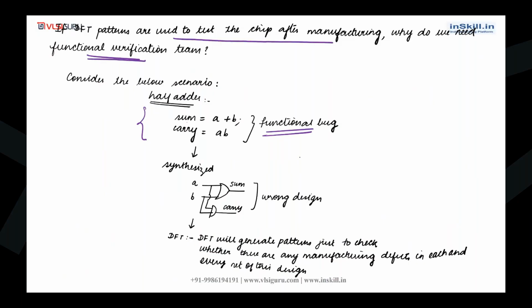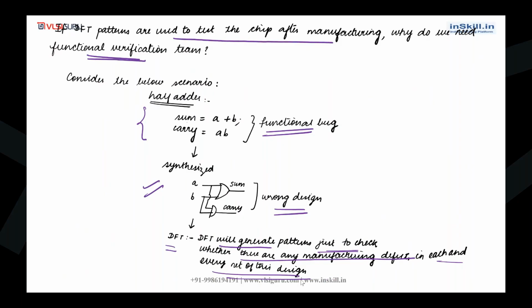For the time being, consider that you don't have a functional verification team. Directly the design has got synthesized. So a wrong design has got synthesized, and this design is given to the DFT team. The DFT team will generate patterns just to check whether there are any manufacturing defects in each and every net of this design or not.